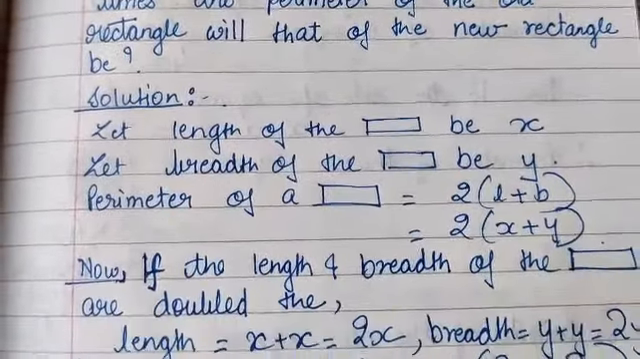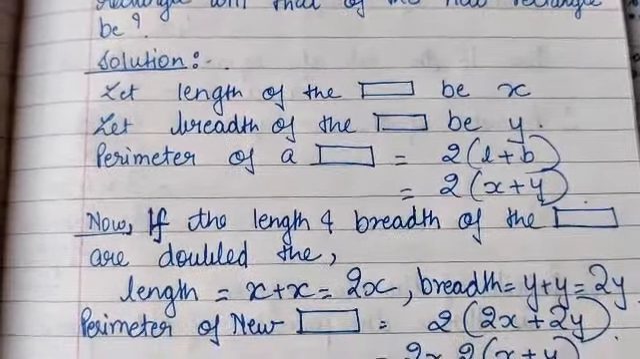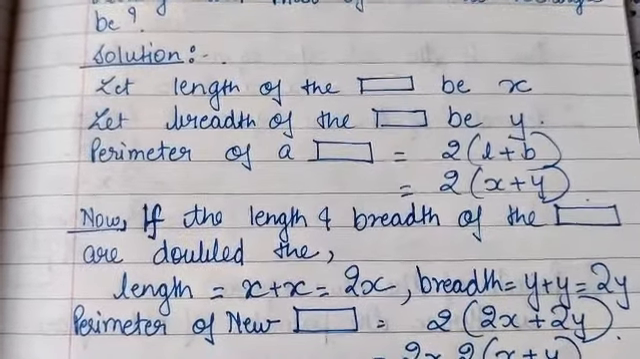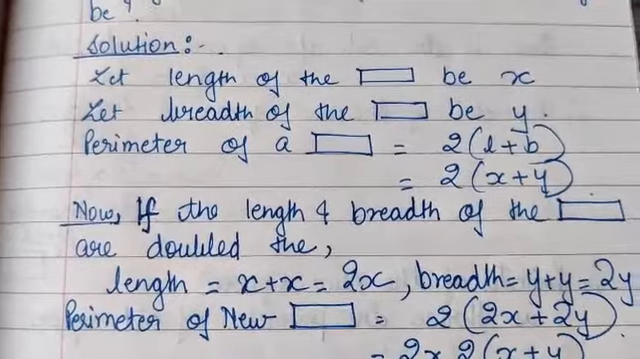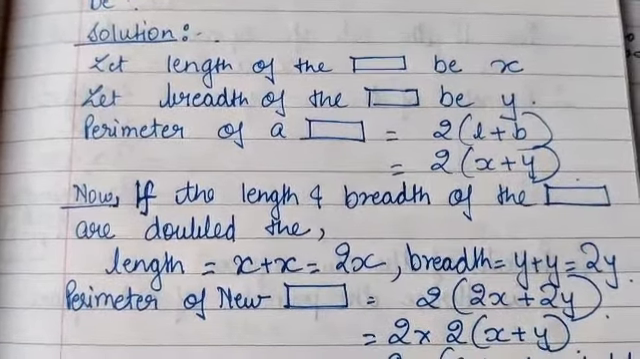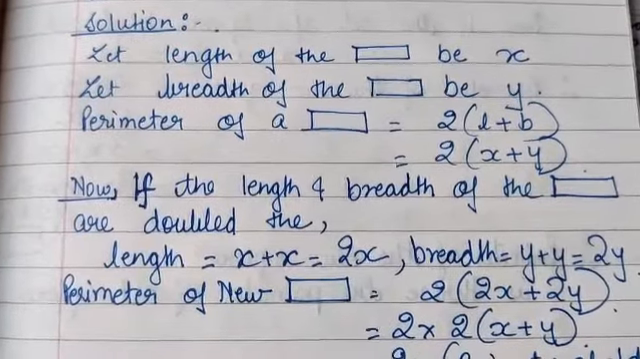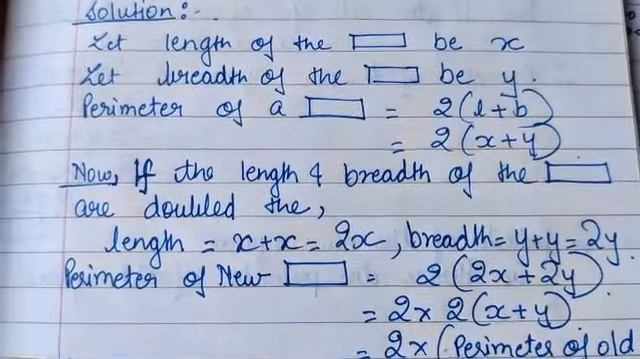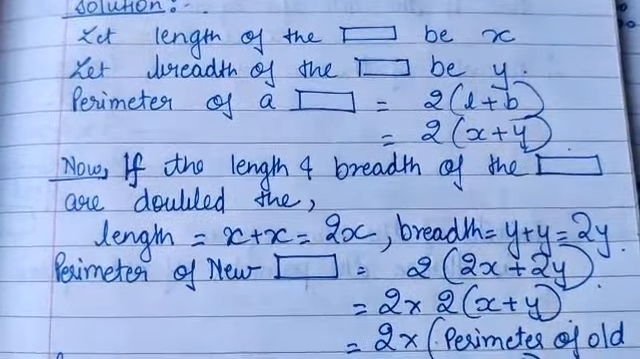Now, to begin with, we'll just state that let the length of the old rectangle be x and the breadth be y. So as per the formula, perimeter is equal to twice length plus breadth. So the perimeter of the old rectangle will be twice x plus y.